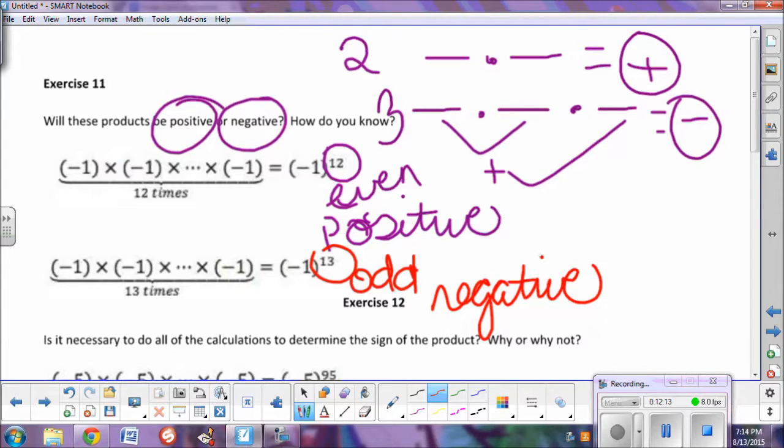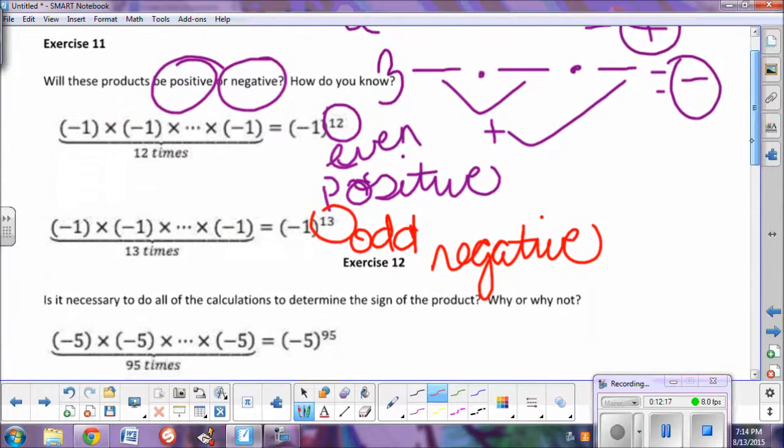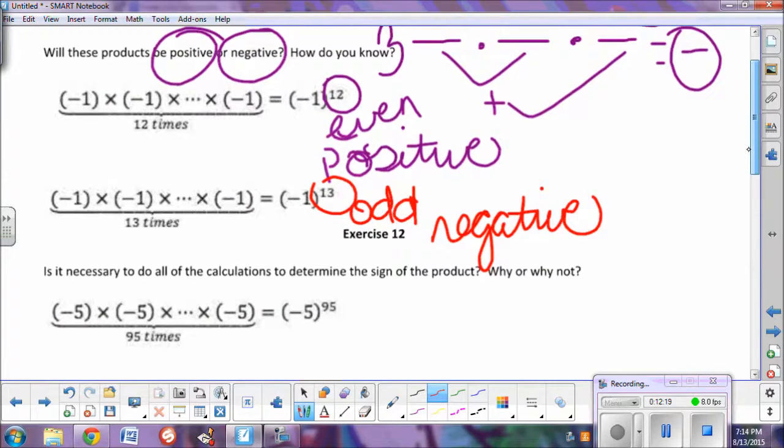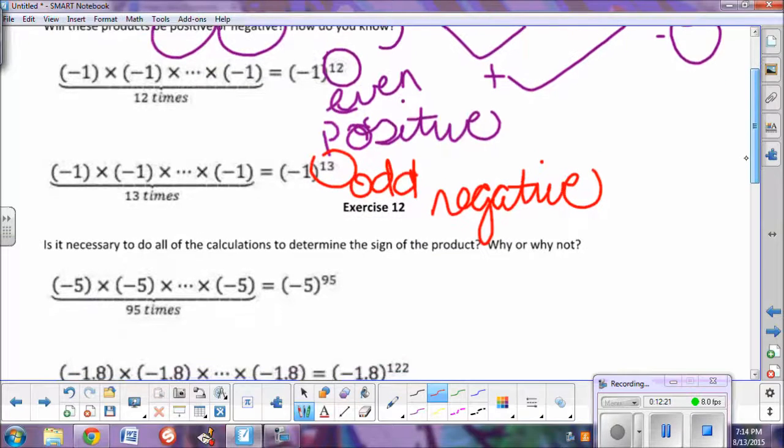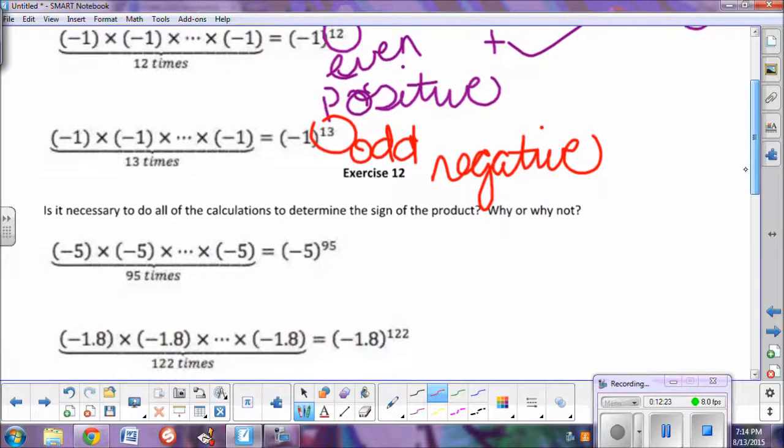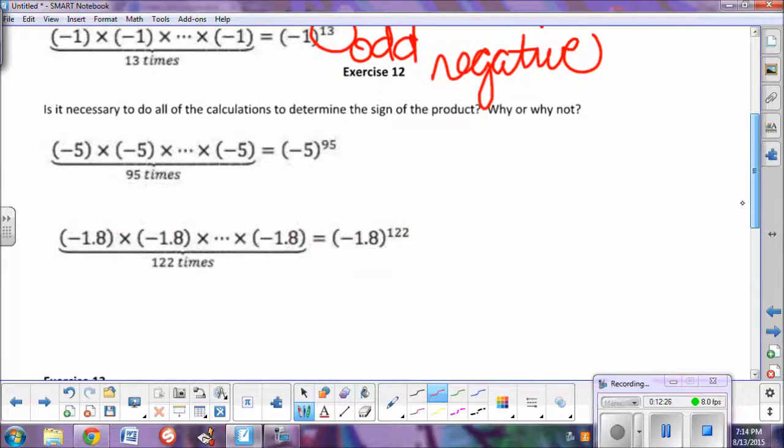So it's sort of a nice little shortcut to see that pattern, that if your exponent is even, you're going to end up with a positive answer. If your exponent is odd, you're going to end up with a negative answer.